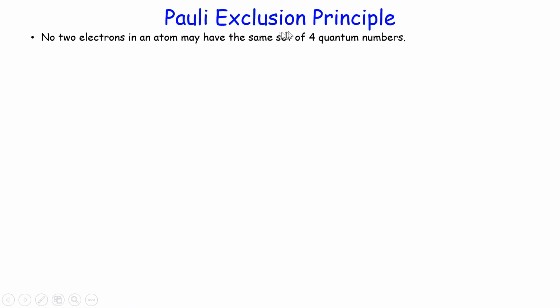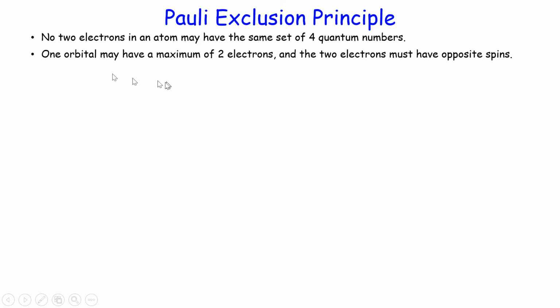The Pauli exclusion principle states that no 2 electrons in an atom may have the same set of 4 quantum numbers. One orbital may have a maximum of 2 electrons, and the 2 electrons must have opposite spins because no 2 electrons can have the same set of 4 quantum numbers, so they cannot be exactly the same. That's why each orbital can only accommodate 2 electrons.